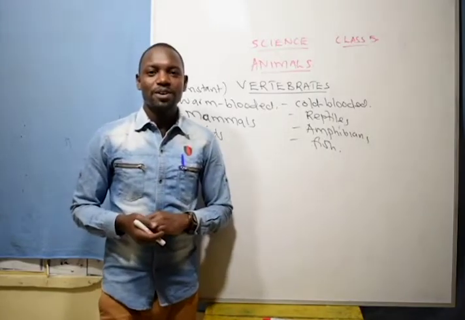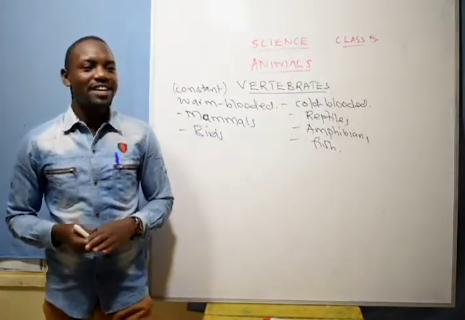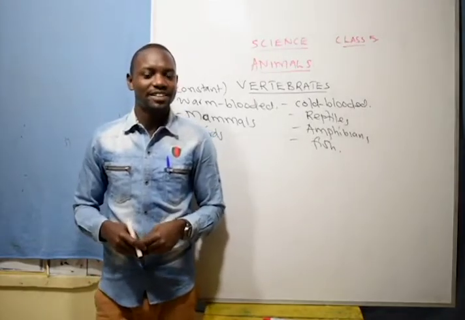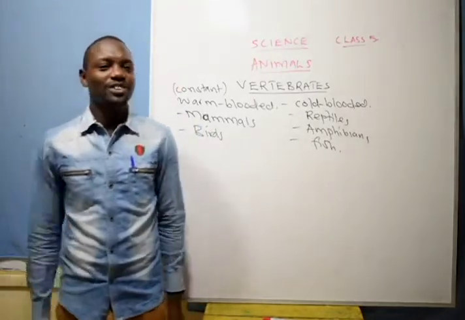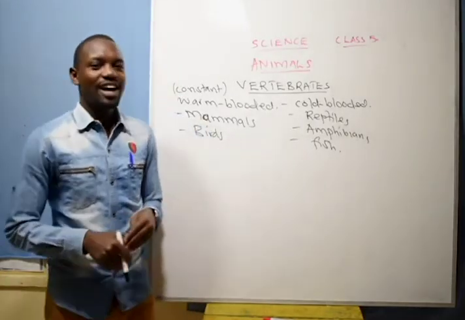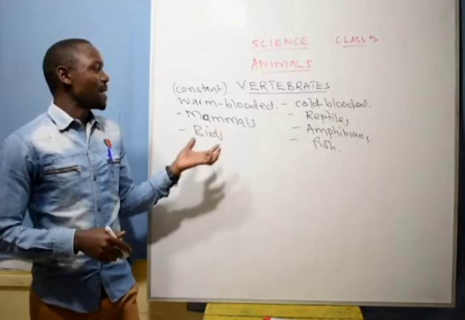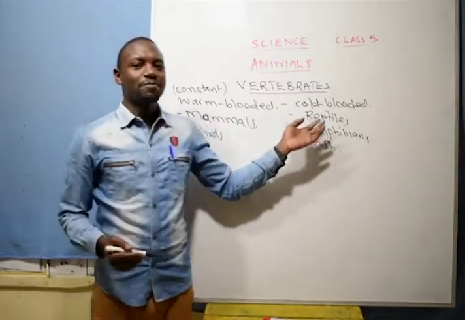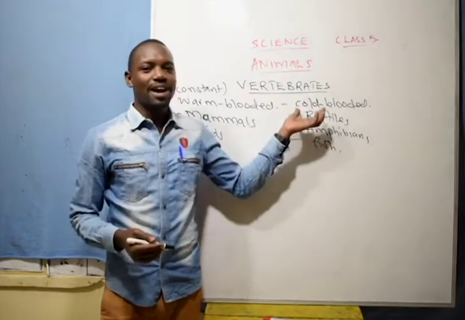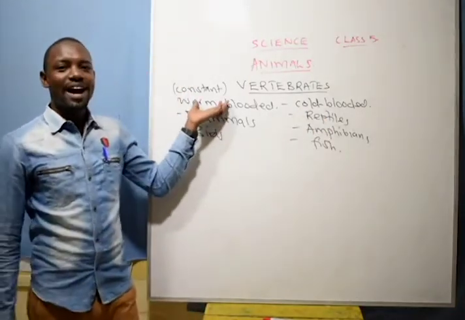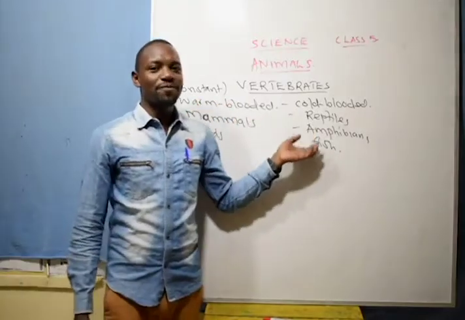Animals with backbones are called vertebrates. Without backbones are invertebrates. Mammals and birds are warm-blooded. Reptiles, amphibian, fish are cold-blooded.